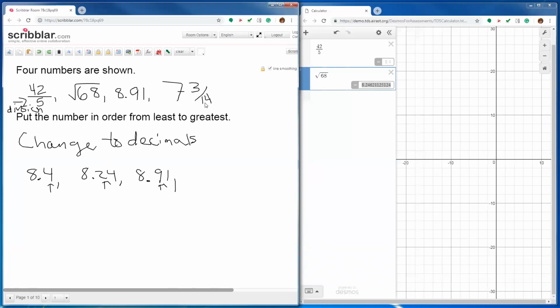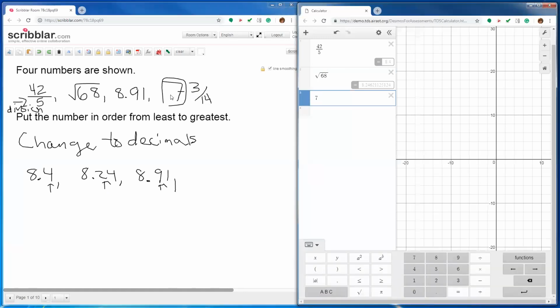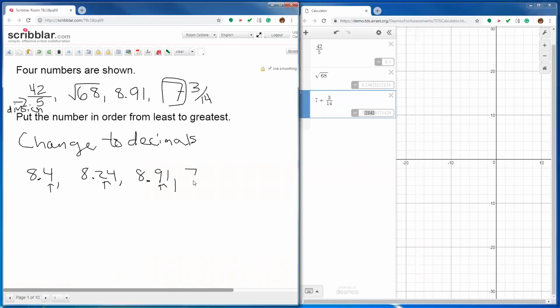The last one is a mixed fraction. So you have to be a little careful when you type it in. The big number is the 7, and you type that in separately from the 3/14. We don't just type in 7 3/14. The calculator doesn't recognize that. So when we type it in, we actually type 7 plus 3 divided by 14, which is 7.21.